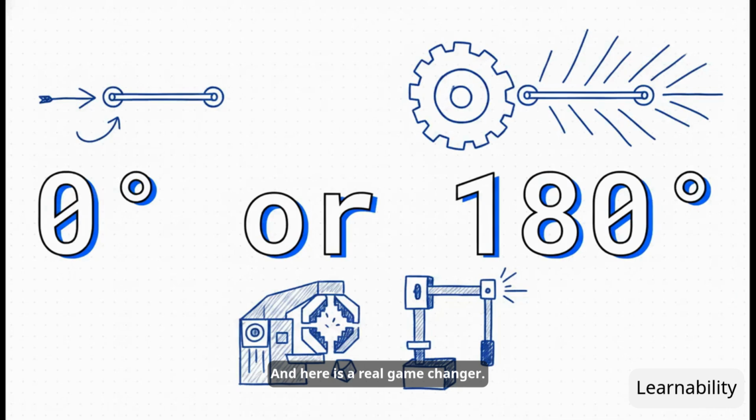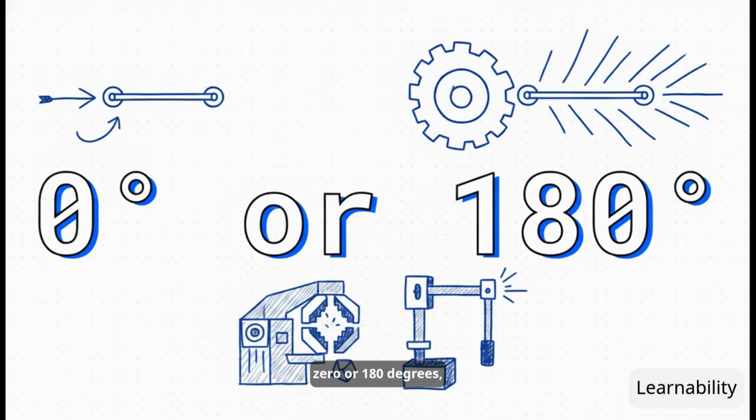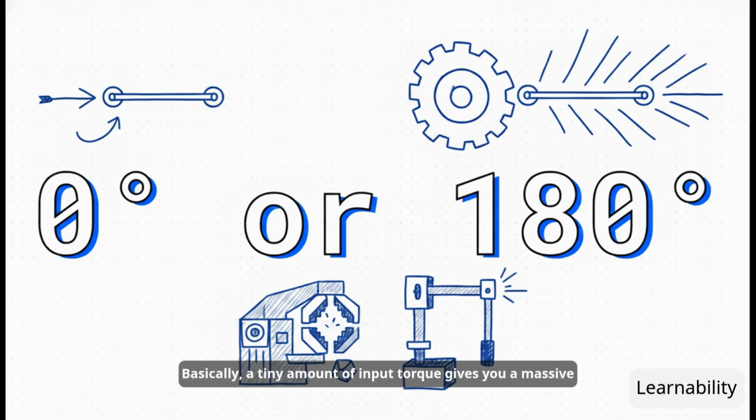And here is a real game changer. When the input angle between your driver and the coupler hits exactly 0 or 180 degrees, the mechanism enters what we call a toggle posture. At that precise split-second moment, the mathematical equation for mechanical advantage literally hits infinity. Basically, a tiny amount of input torque gives you a massive crushing amount of output force. This geometric trick is exactly what engineers use for heavy-duty clamping tools or rock crushers.